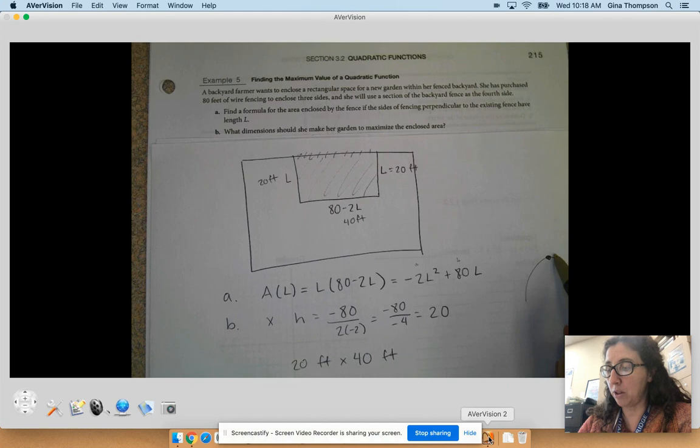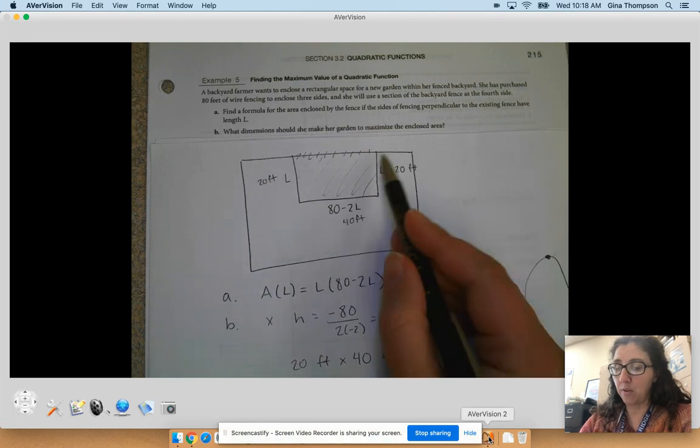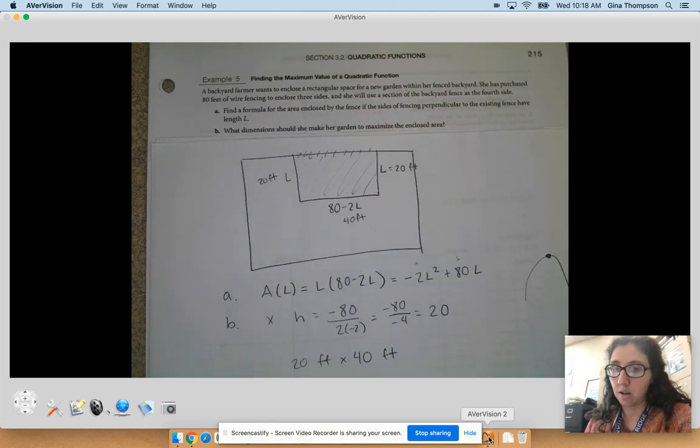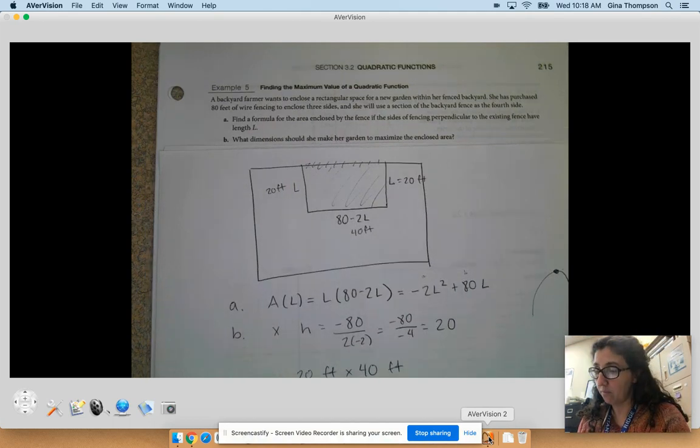If she made it a little bit wider, her area would go down. If she made it a little bit narrower, her area would go down. Right? That's the perfect dimensions for maximizing the area. Okay, so really they were just asking us to set up a quadratic and then find where the vertex is. Most word problems with quadratics are asking you to do that, but not all. All right, let's do another example.